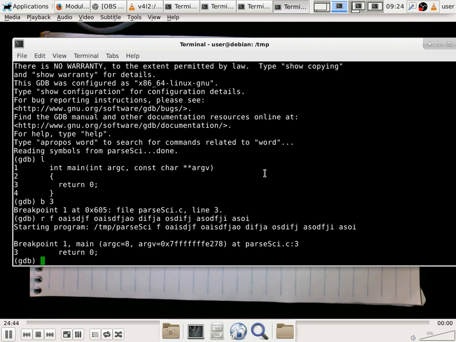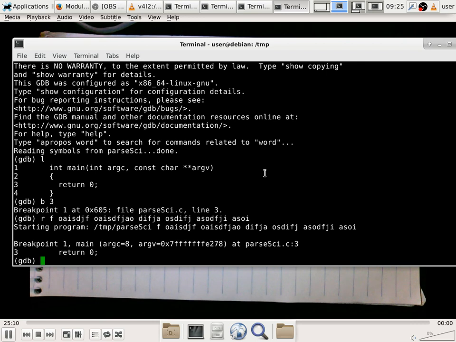But you can also see main, breakpoint 1, main, blah, blah, blah. You can see argc is 8. We got 8 things in argc, which means argv 0 all the way up to argv 7 will have some kind of value. Does that make sense to you? Okay? Because this is telling us how many arguments we have. This is telling you what the arguments are exactly.